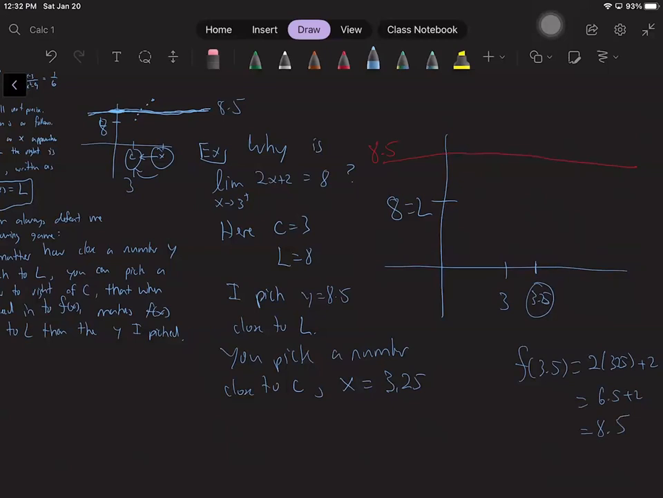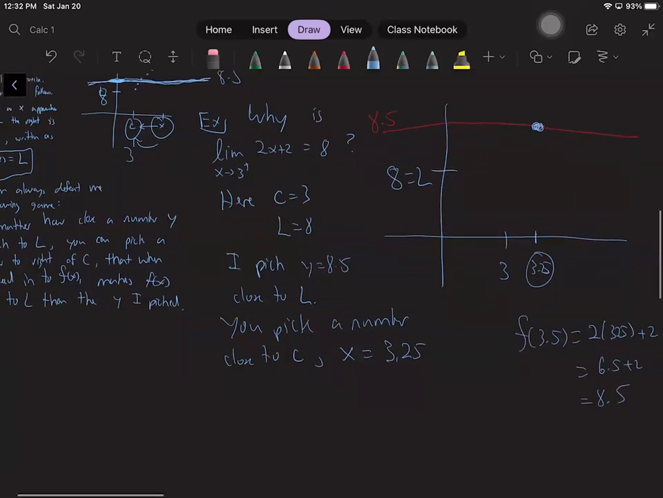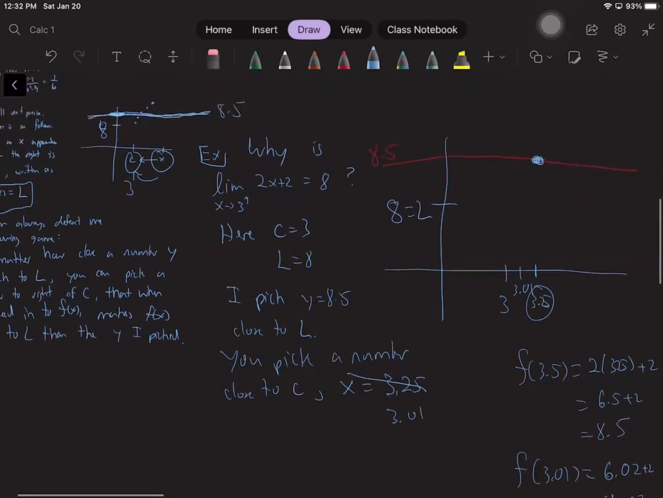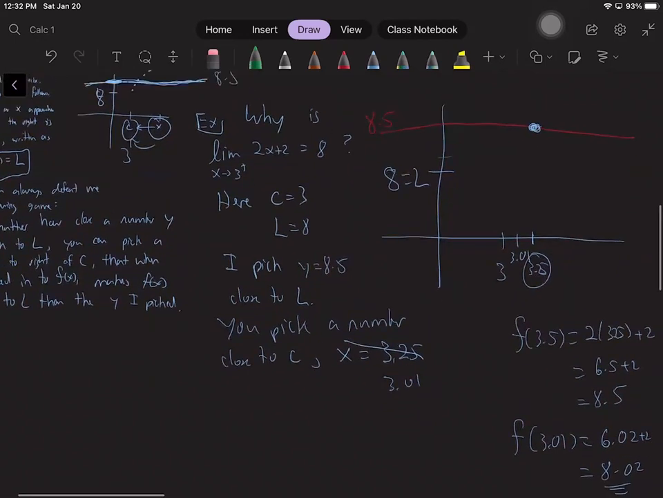Well, what that means is you just got to pick something even closer. So how about like 3.01? So let's try 3.01. Okay, so if I plug in 3.01, I'll get 6.02 plus 2, which is 8.02. Okay, so that did get you closer because 8.02 is down here. Okay, so you plug that in and you got yourself closer to L than I did.